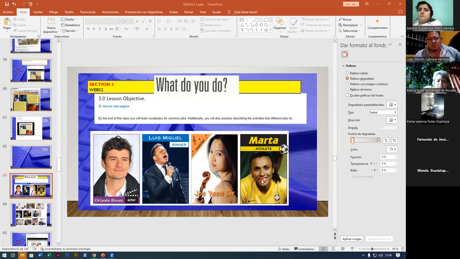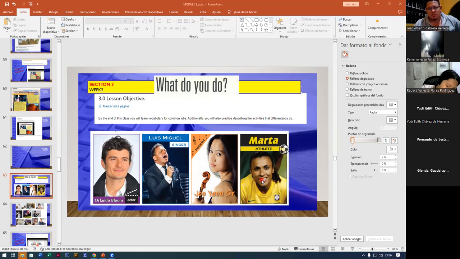An athlete. She's an athlete. In general, athlete, right? But we know that there are different disciplines. In specific, she's a soccer player. But as we know, there are different occupations, that you have other occupations.